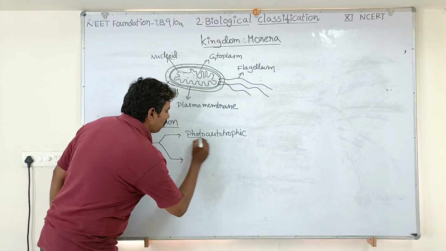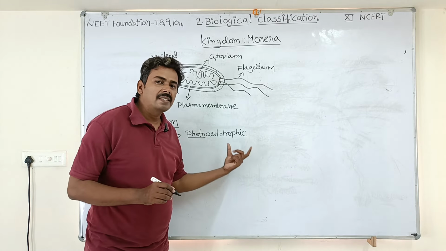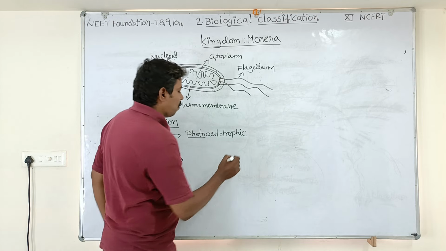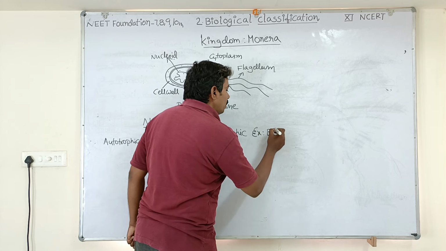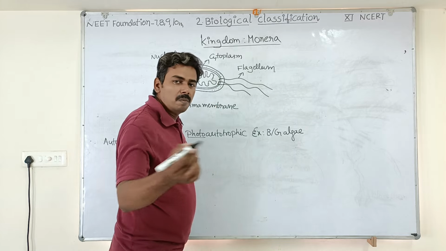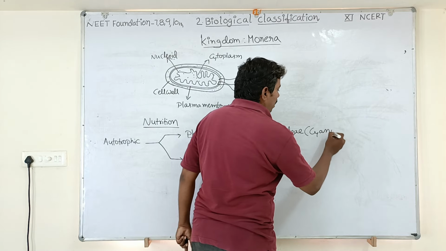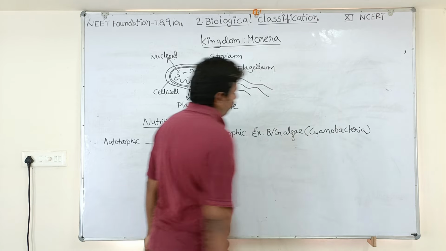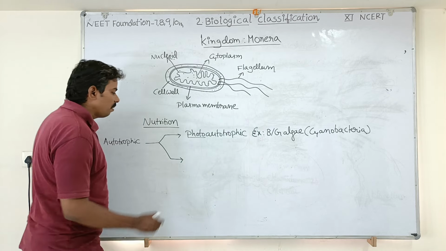What is photoautotrophic nutrition? What is photo here? Photo means light. That means they use sunlight as an energy source to prepare their own food material. An example of this type of photoautotrophic bacteria is blue-green algae. What is another name of blue-green algae? Cyanobacteria. Cyanobacteria is another name of blue-green algae. Next, what is the second type of autotrophic nutrition?